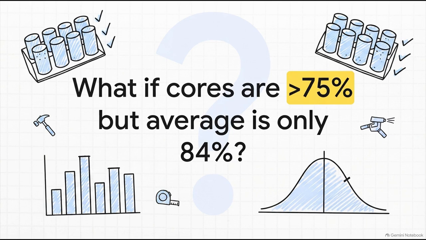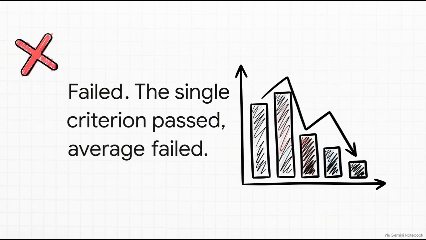Okay, let's flip the script for scenario 2. This time, every single individual core tests above 75%, so your single core rule is completely satisfied. However, the average comes out to only 84% of the specified strength. What do you do? Once again, the action is exactly the same. The requirement is not satisfied. Sure, the individual cores passed the minimum threshold, but that average fell short of the strict greater than 85% rule. You can't approve this work because both parts of the criteria must be fulfilled simultaneously.